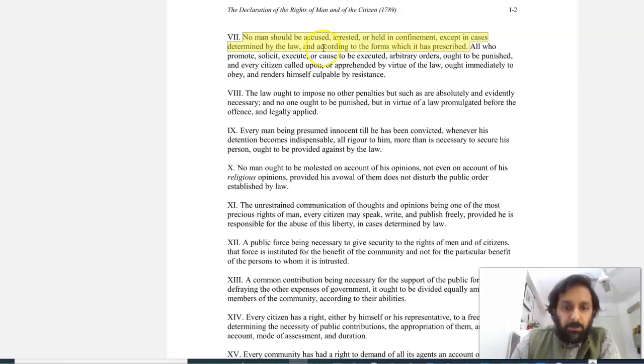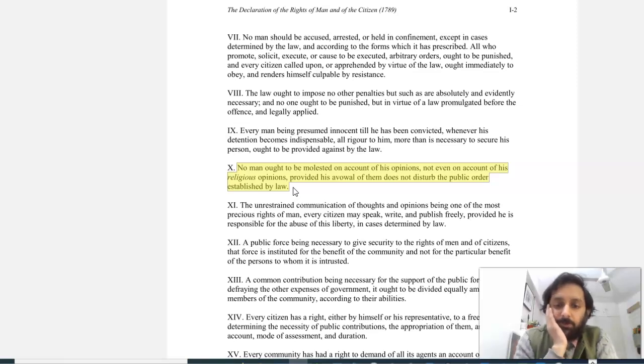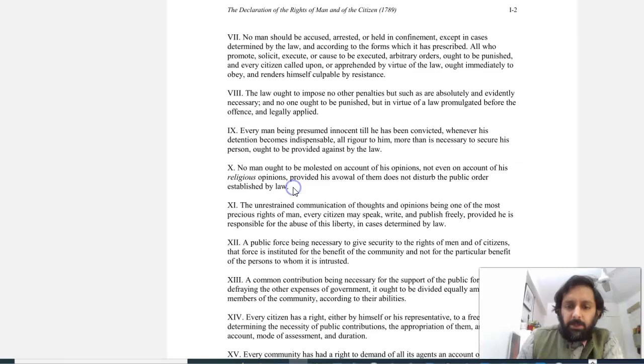You have the presumption of innocence, every man being presumed innocent till he has been convicted. You have freedom of religious conviction, no man ought to be molested on account of his opinions, not even on account of his religious opinions. So it's freedom of speech and religion. You can see other examples of civil liberties on this list.